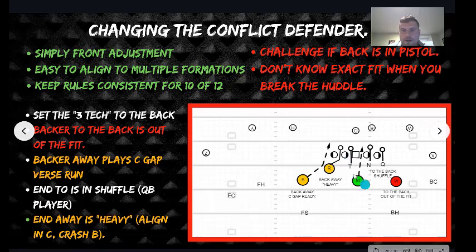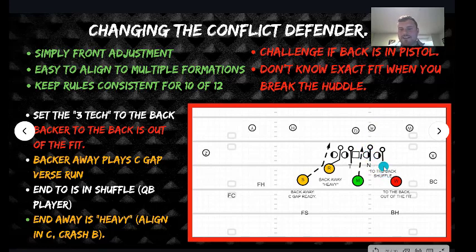So here is one way you can take care of it: set the 3-tech to the back. If you don't get a declared running back, if the running back's in pistol, you can play 2-techniques and then slant or lag behind the offensive line. It'll get you to this look. We'll talk about that in a sec. So my 3-tech is to the back, so I've got the B gap canceled to the back.